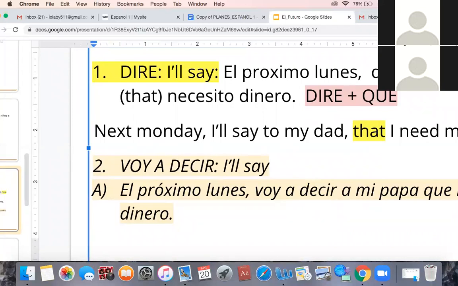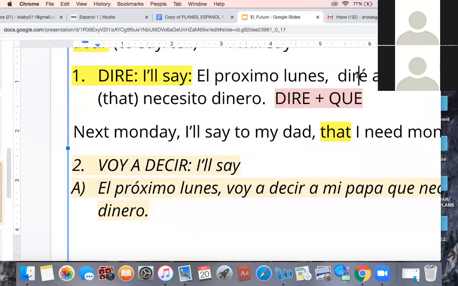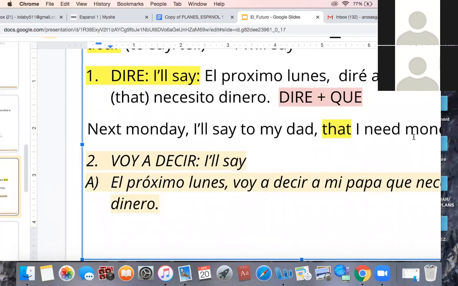So I give you an example in the bottom, like, here's the example in Spanish and here's the example in English, right? El próximo lunes, so this part is next Monday, I'll say to my dad that I need money. Diré a mi papá, right? That's the part right there. Diré a mi papá, I'll say to my dad, here's your word, diré, that I need, here's that. Diré que. So let me scroll it all over here.